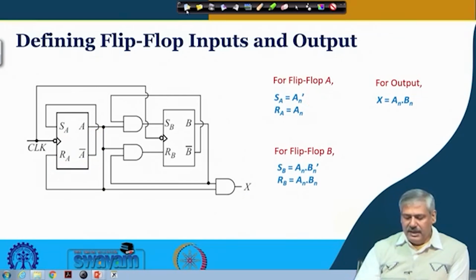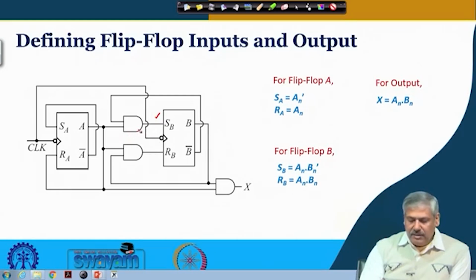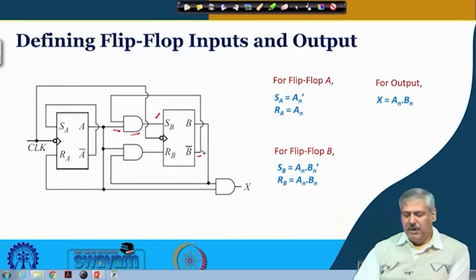Now, you have to look at SB. So, this is SB, what do we see? It is coming from an AND gate, right. This AND gate has one input A and the other input B bar. So, that is AN and BN bar. So, that is SB. And what is RB?